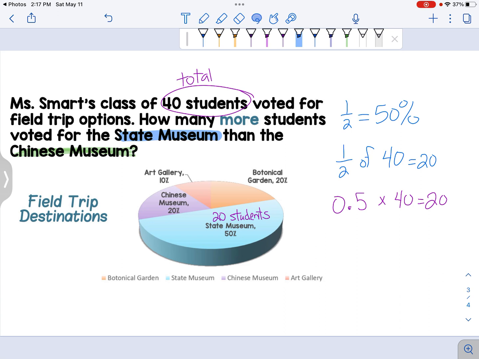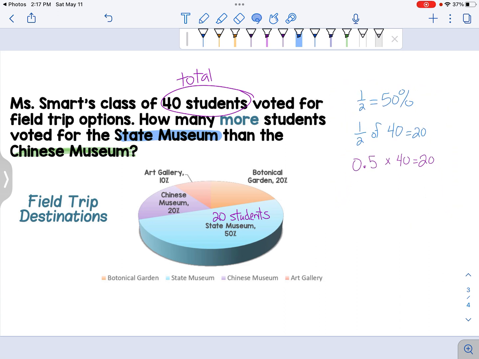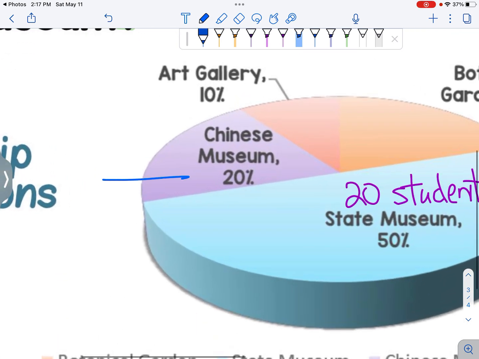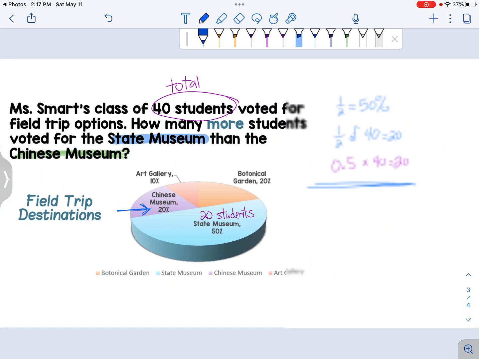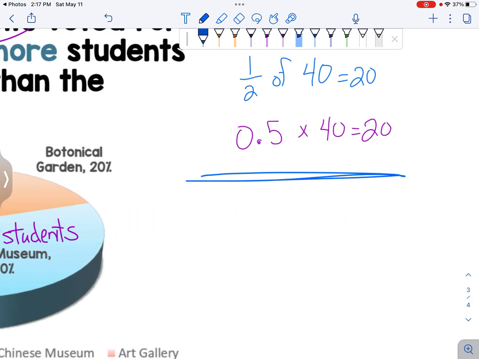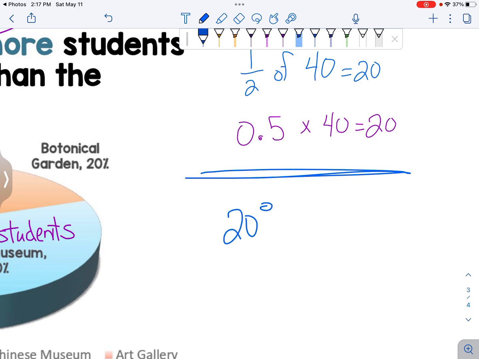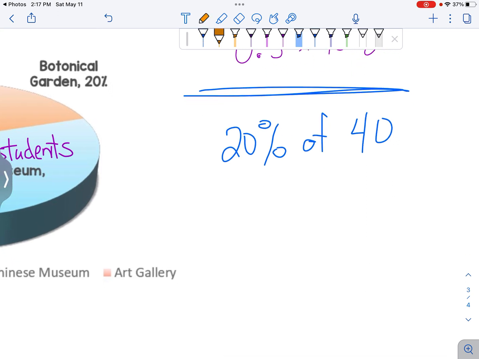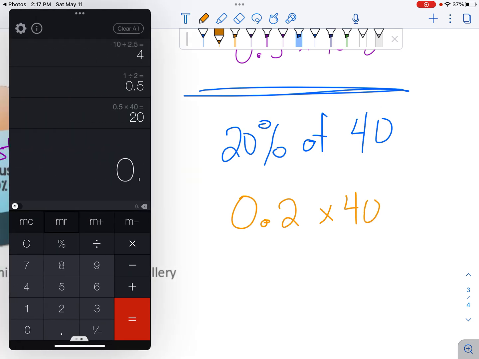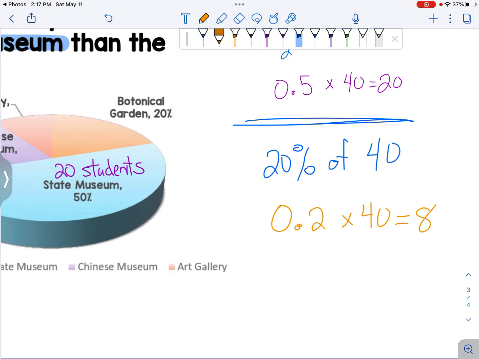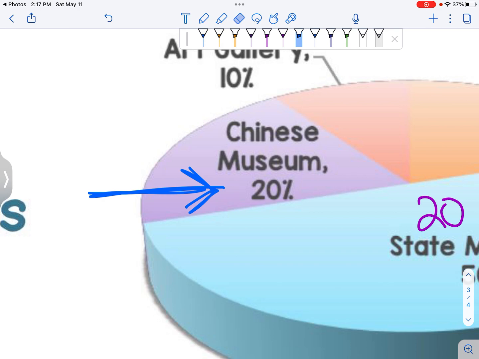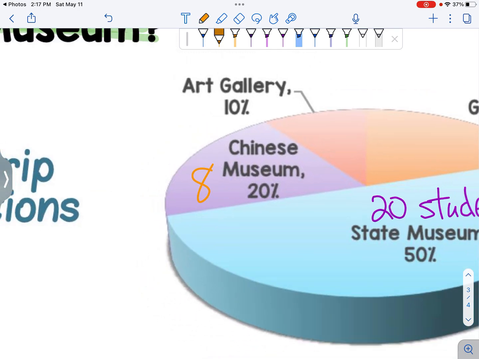Okay, make this a little bit smaller now so I've got some more room. Then there's the Chinese Museum. The Chinese Museum was 20%. See it there? 20%. Same group of students that are being asked. So we're going to find 20% of 40. To do that, I can change it to a decimal. 0.2 times 40. 0.2 times 40 is 8. So 8 students want to go to the Chinese Museum.